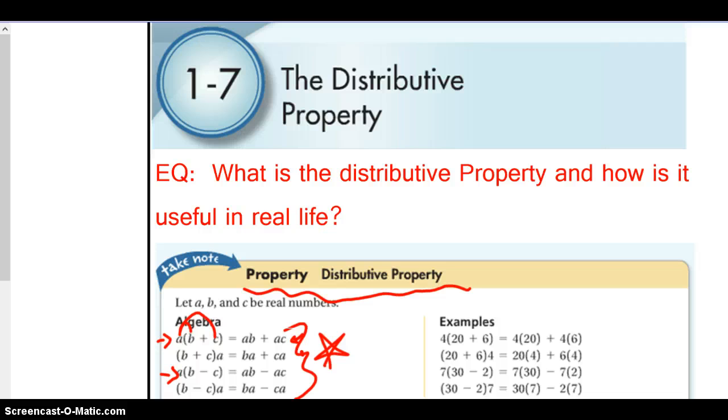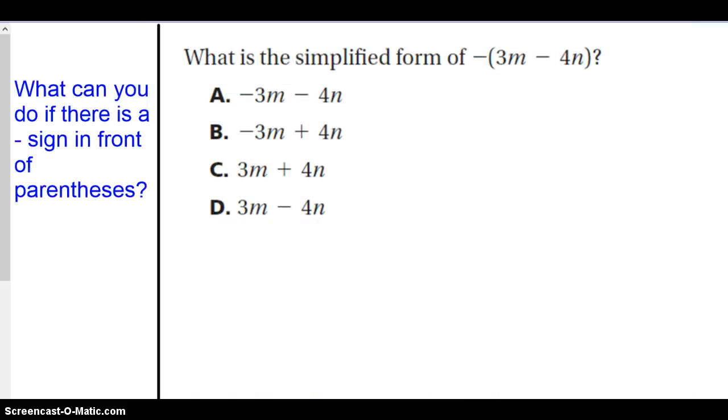The second one, does it matter if the number you're multiplying is on the end? It doesn't, because the commutative property of multiplication says order isn't important. So get those written down. If you have to pause, great. But let's head over and do a couple of examples.